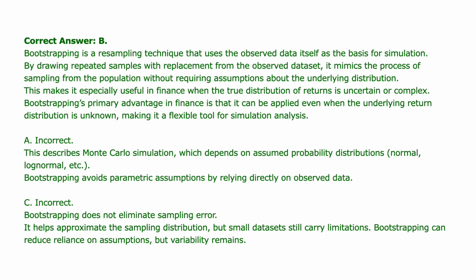Bootstrapping's primary advantage is its ability to be applied even when the underlying return distribution is unknown. It resamples observed data with replacement, avoiding the need for parametric distributional assumptions. Option A is wrong because that describes Monte Carlo, which requires assumed distributions, and option C is wrong because bootstrapping does not eliminate sampling error. Small datasets still carry variability.